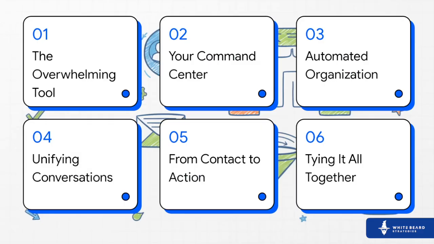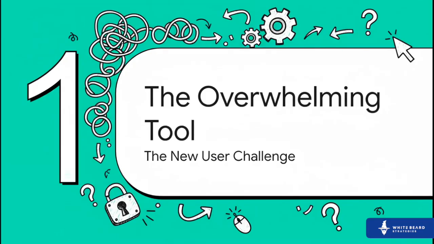So here's the game plan. We're going to break it all down piece by piece. We'll start with why it feels so overwhelming. Then we'll find our footing with contacts, get organized with tags, pull all our messages together, and then finally put it all into action. Okay, let's just dive right in and tackle the elephant in the room.